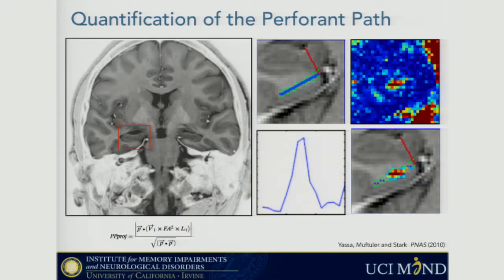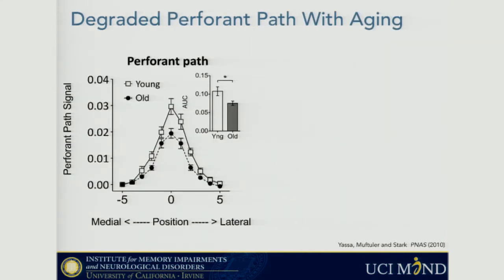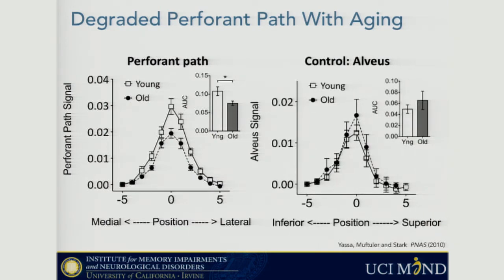This is sort of methodsy stuff you don't need to worry about so much, but we can essentially quantify the integrity of this function and compare it on a subject-specific level, and look at young adults versus older adults versus MCI and so on. And what we've been able to find is that calculating, for example, a measure like area under the curve, we can compare young versus older adults, and we see that there's a clear age-related degradation of the perforant path. And it's specific. It doesn't happen in other hippocampal pathways. For example, the alveus, which is another sort of control pathway that we used here, didn't have that.